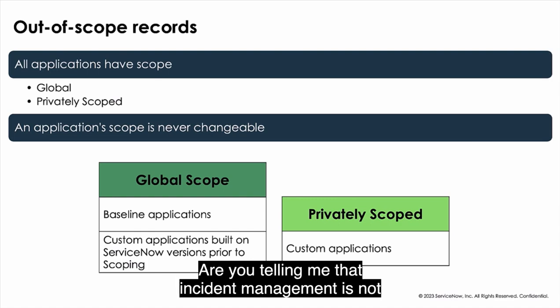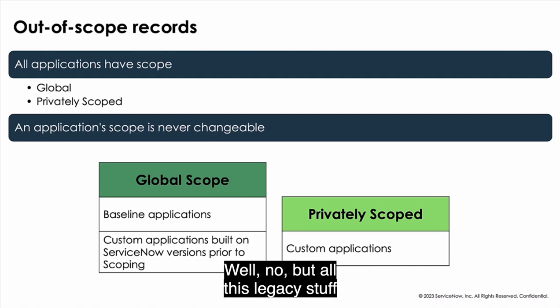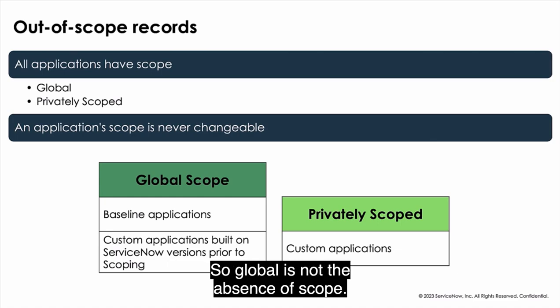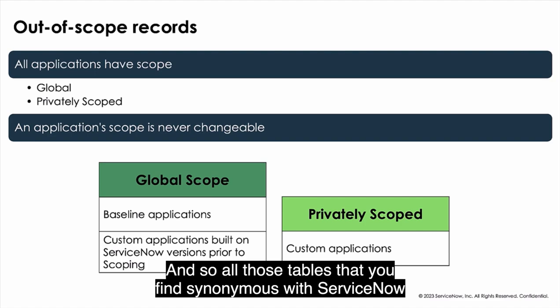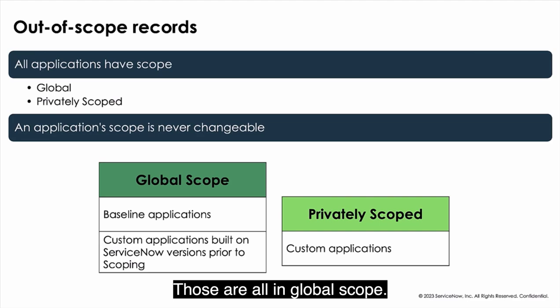Are you telling me that incident management is not an application and user administration is not an application? Well, no, but all this legacy stuff that has been baseline to the platform since prior to the Fuji release, that all belongs to the giant primordial scope that we call global. So global is not the absence of scope. It is a scope. It's just a very special scope. And so all those tables that you find synonymous with ServiceNow itself that are part and parcel to the platform, those are all in global scope.